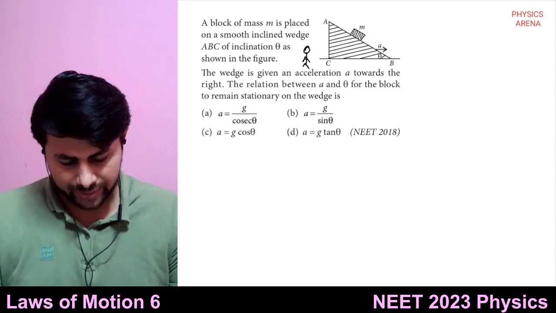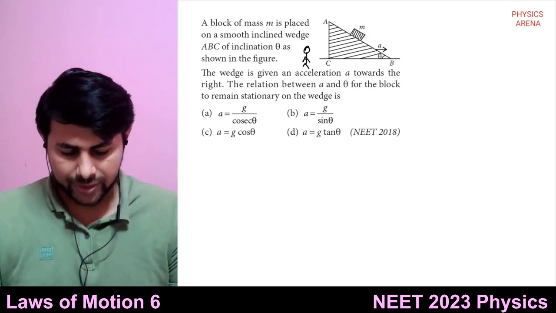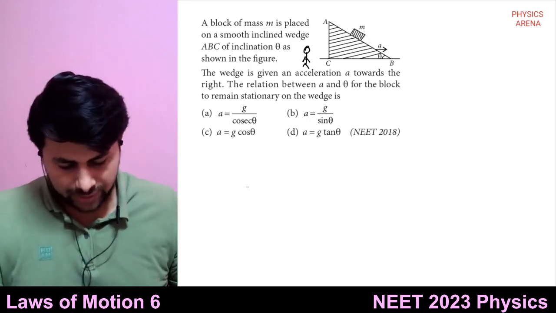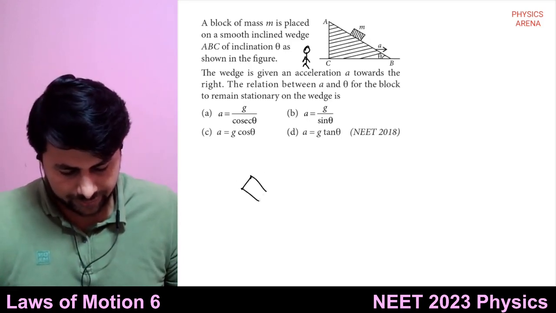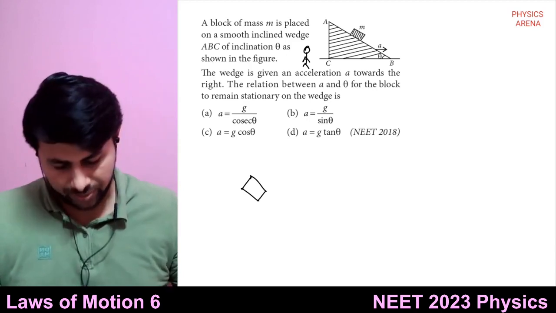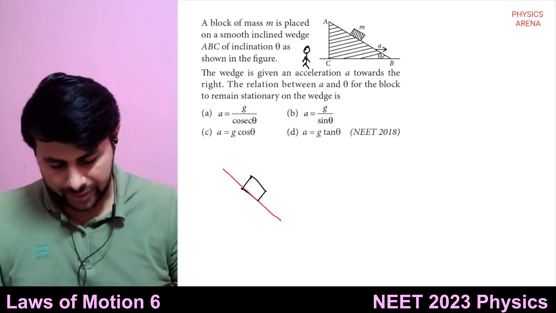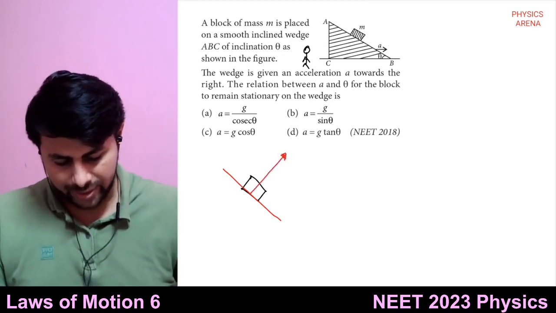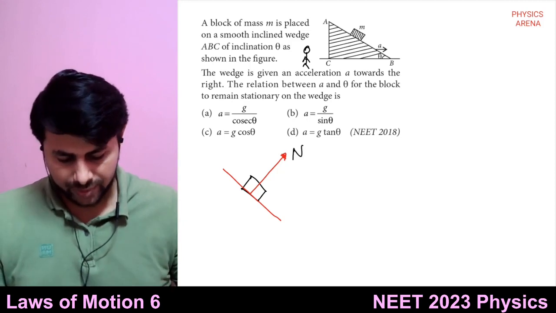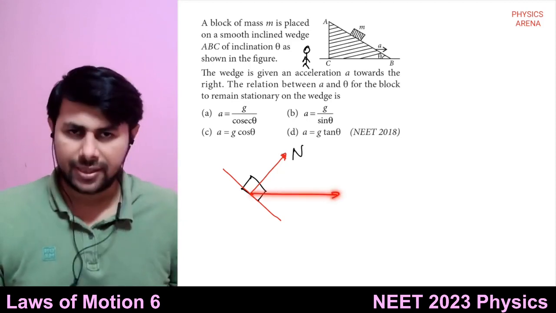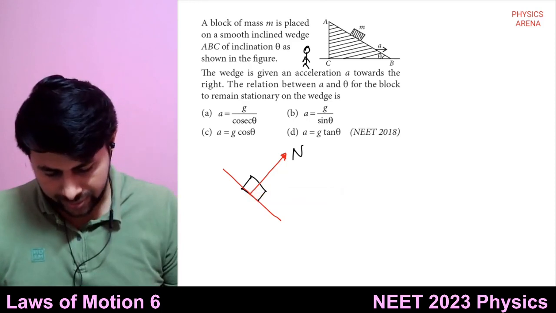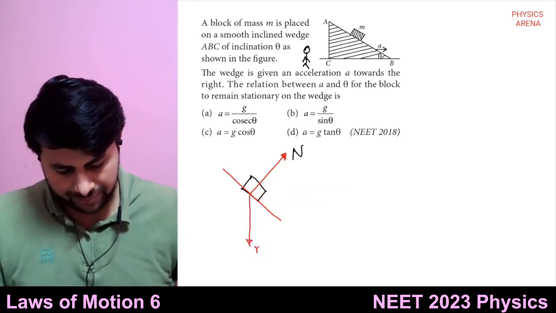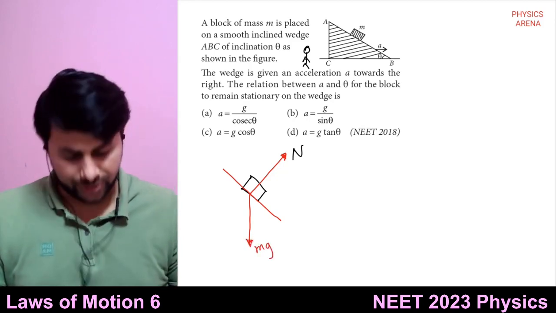G divided by A equals to, no. Wait. I will tell you. See, this block is there. It is stationary. It's not moving. Now there would be the normal reaction acting on this block, which is in this direction. And the system is accelerating like this towards right. And there is the weight of this block acting downwards, mg. These are the two forces, only two forces.